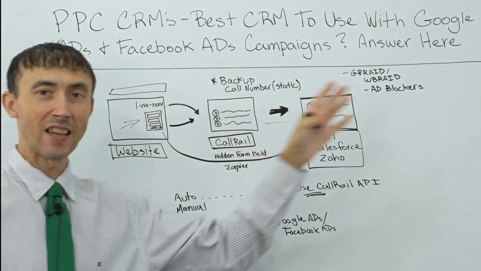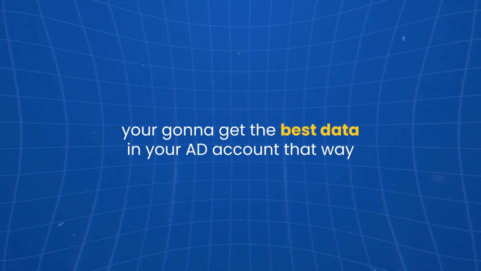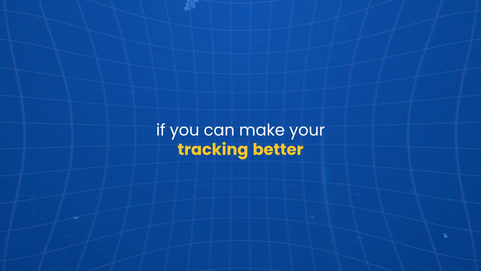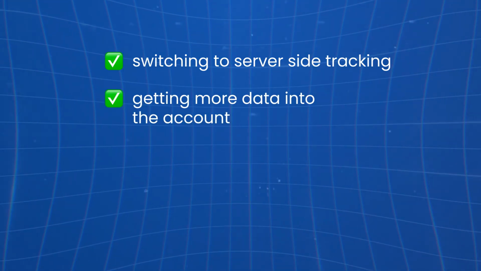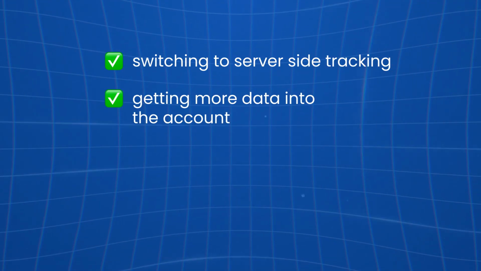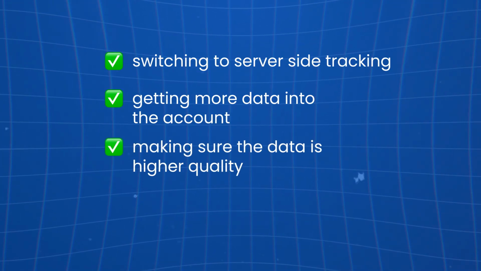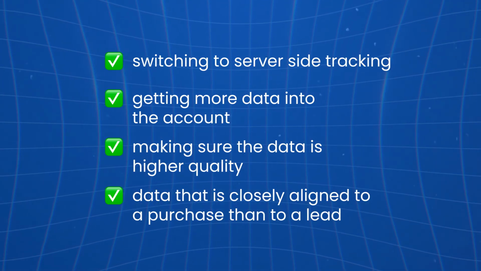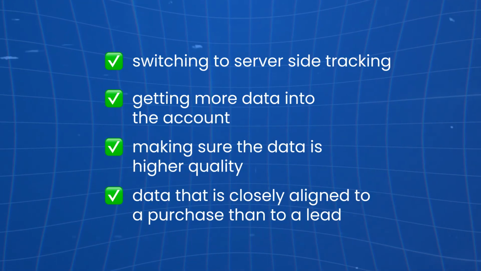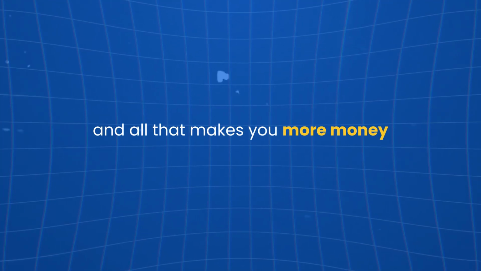and then having that get sent onto your ad platform, because you're going to get the best data into your ad account that way, and a lot more of it. As it comes to ads, you can try to figure out the next best ad that works, but you don't have to do any of that if you can just make your tracking better. Switching to server-side tracking, getting more data into the account, so instead of 60-70%, get 80-90%, and making sure the data is higher quality, and data that references or is more closely aligned to a purchase than to a lead. And all that makes you more money, and all of it can be easily replicated.